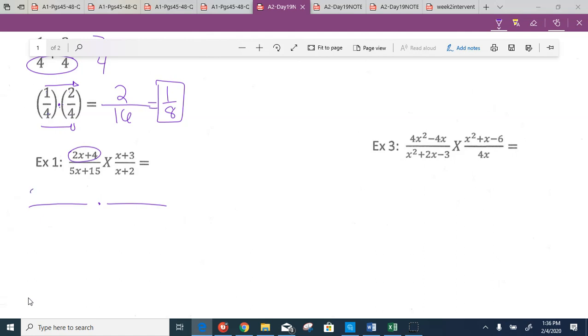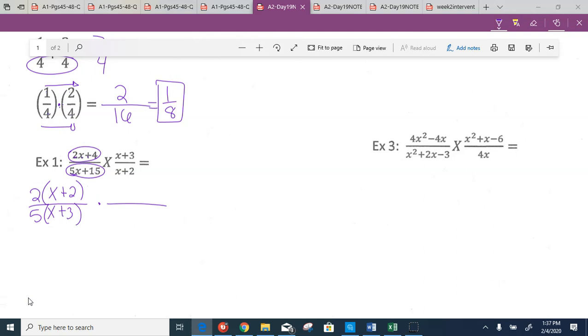2 and 4 can both be divided by 2, so I'll divide a 2 out from the front. 2x divided by 2 is just x. Positive 4 divided by 2 is positive 2. On the bottom, in the denominator, 5 and 15 can both be divided by 5. 5x divided by 5 leaves me with just x, and positive 15 divided by 5 leaves me with positive 3.